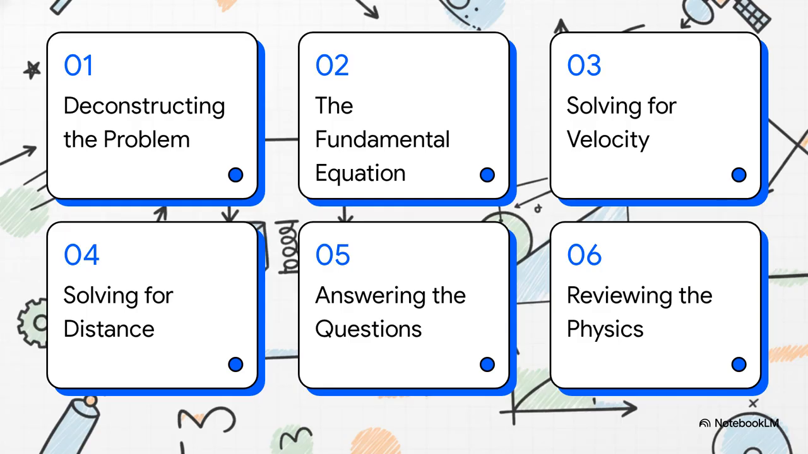So here's our game plan. First, we'll break the problem down into simple parts. Then we'll find the one key equation that connects everything. From there, it's a straight shot to solving for velocity and distance, answering the questions, and finally, reviewing the core physics. It's our roadmap, so we won't get lost.